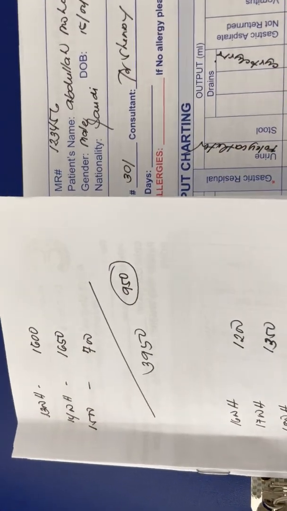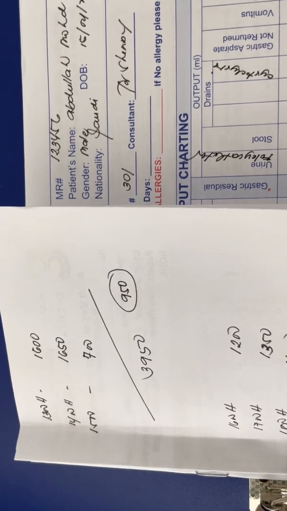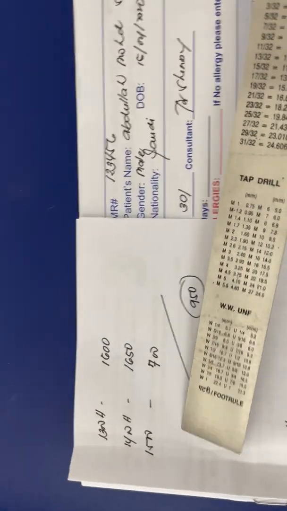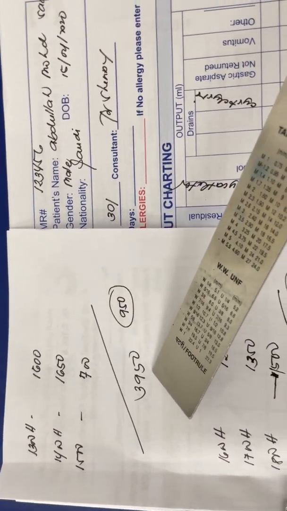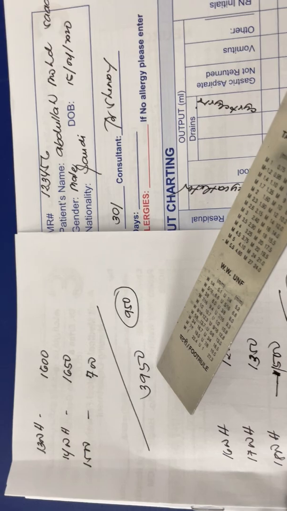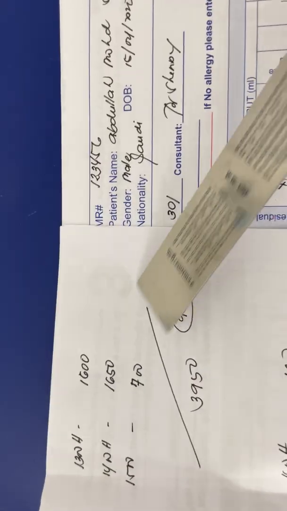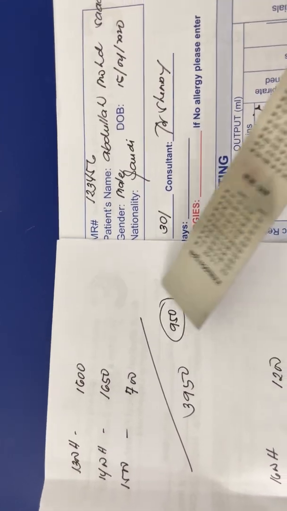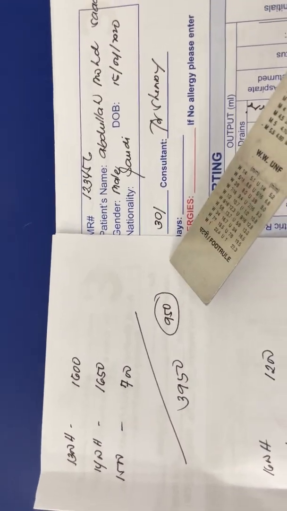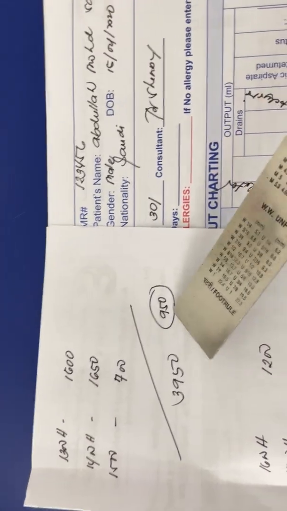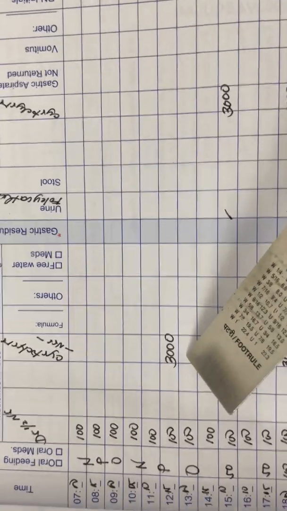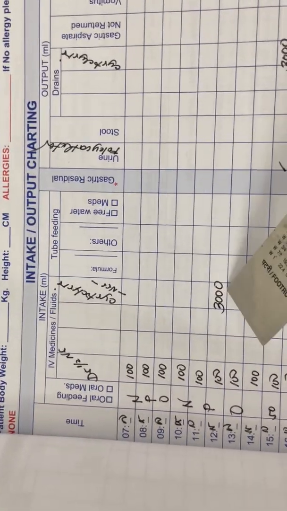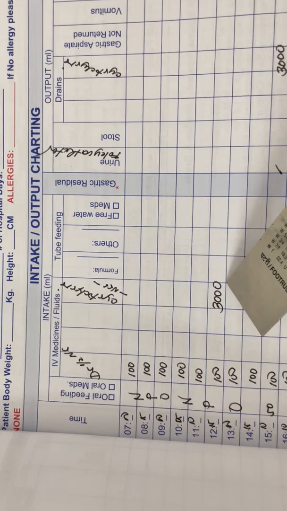And that's the end. The bag is now finished at 3 o'clock. So the total of this is 3,950. Okay? So the excess amount from the 3,000 ml is 950. So here at 12 noon again, you hook the bag which is 3,000 ml, the cystoclysis bag.